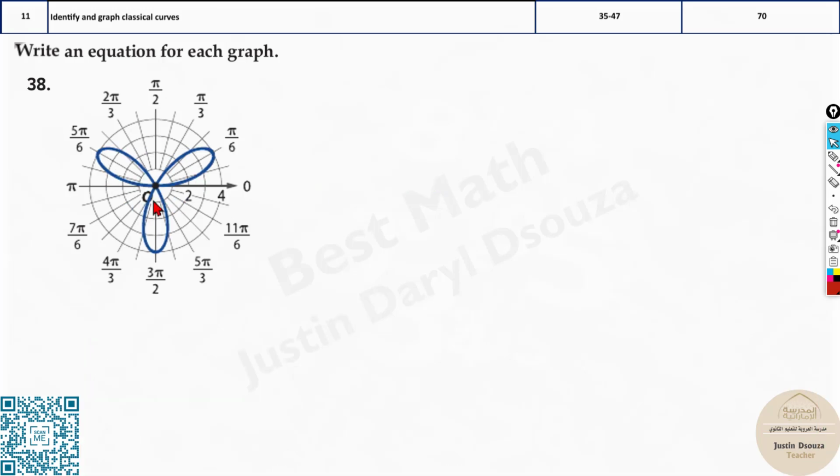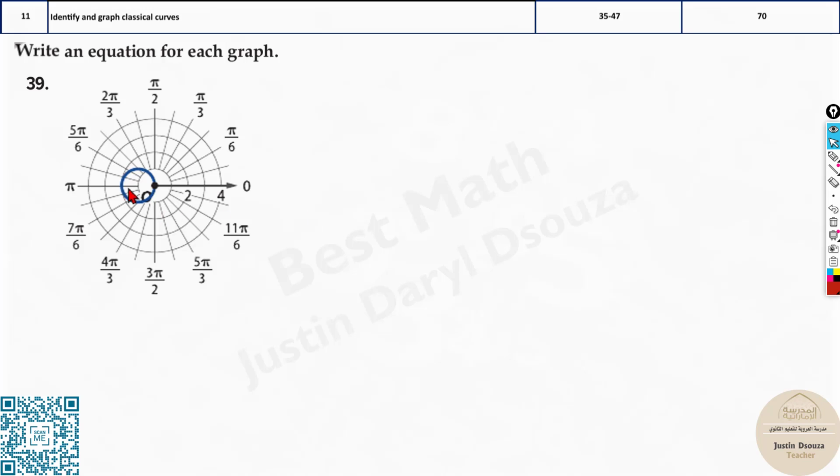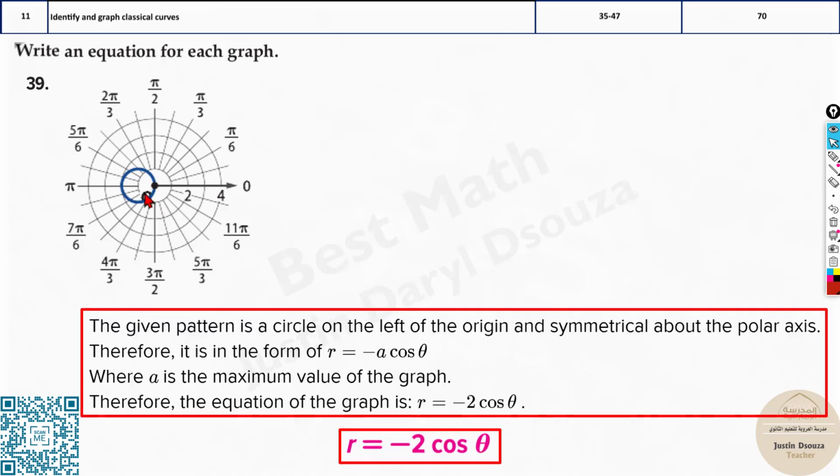That's it. Similarly, please do go through these problems. I'll just quickly run through them. Now over here we have only 3 petals, so it should be 3 theta, and it is not on the horizontal axis. Can you see here? There's no horizontal axis, so it's sine, and the radius is 4. Over here this is a circle. Left side will be cosine, but it's minus 2 as the amplitude, cosine theta.